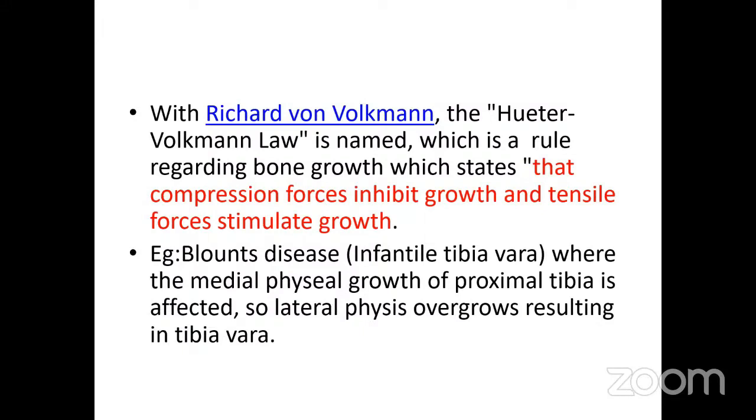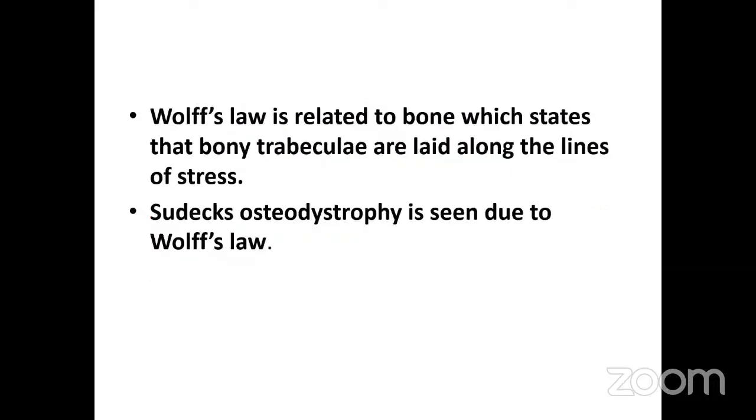You might have heard of infantile tibia vara, especially in chubby children, obese children, and early walkers. If the child is very chubby, very obese and an early walker, what will happen? There will be more compressive force. More compression will be on the medial aspect of the growth plate, and that will cause growth arrest. When the medial part of the cartilage is affected, the lateral part will try to grow, and that will result in tibia vara. So the classical example is Blount's disease.